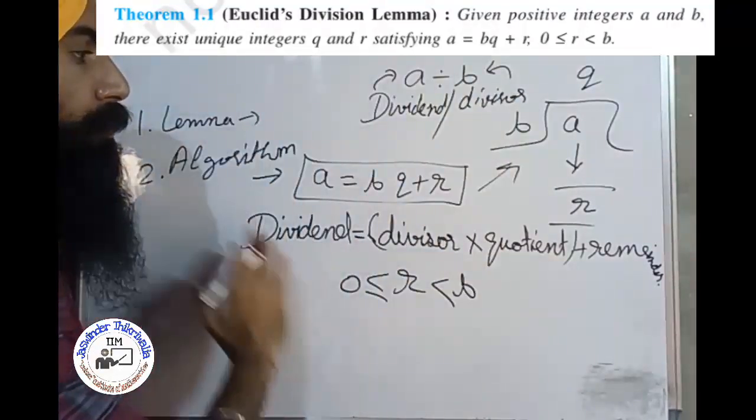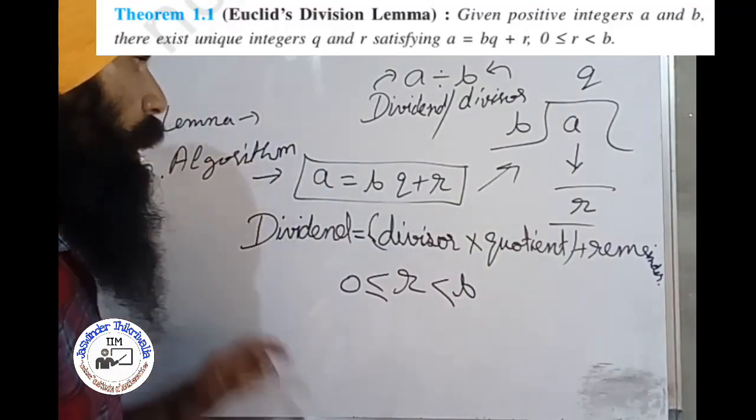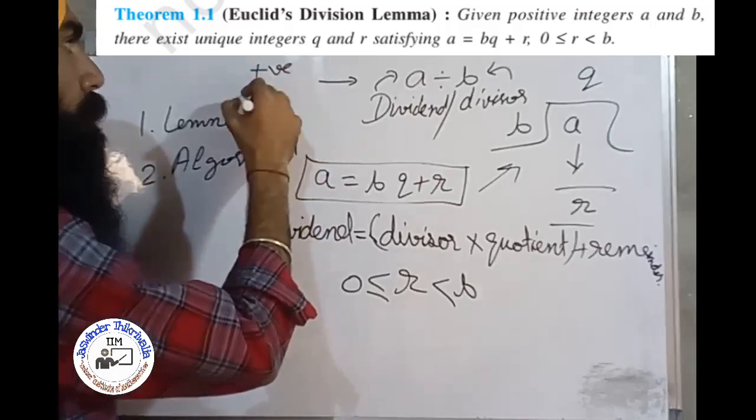So now we will apply this Euclid division lemma to divide two numbers. And one more thing, this a and b will be positive integers only.